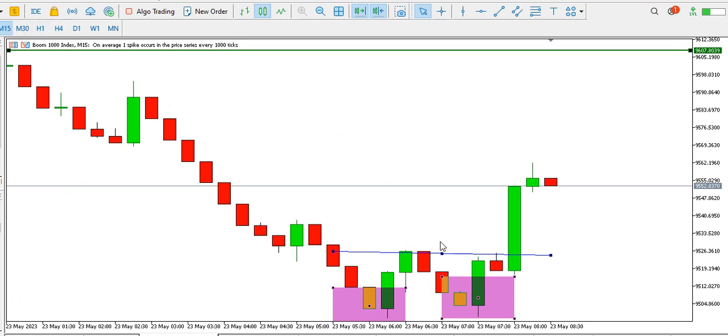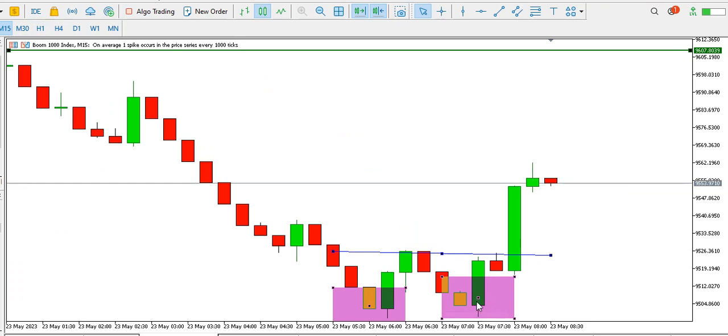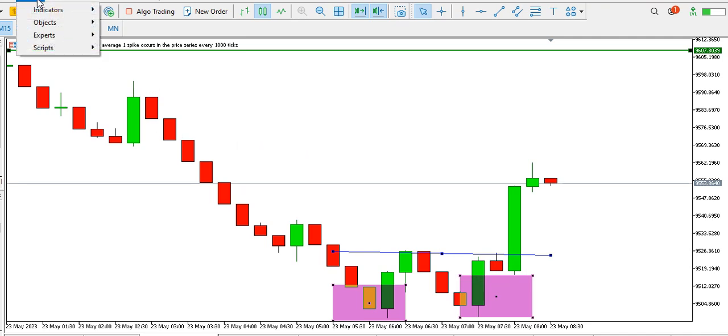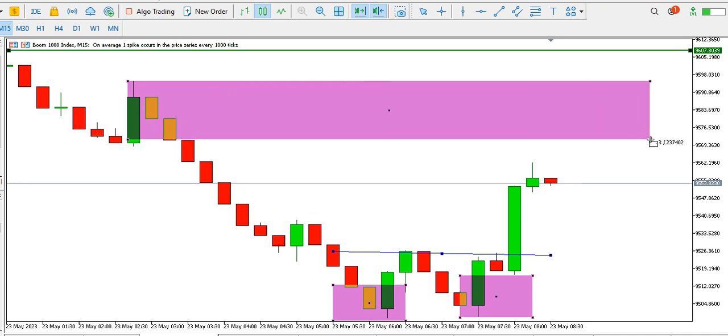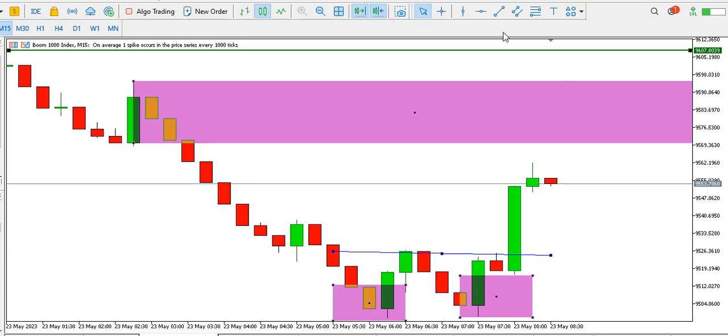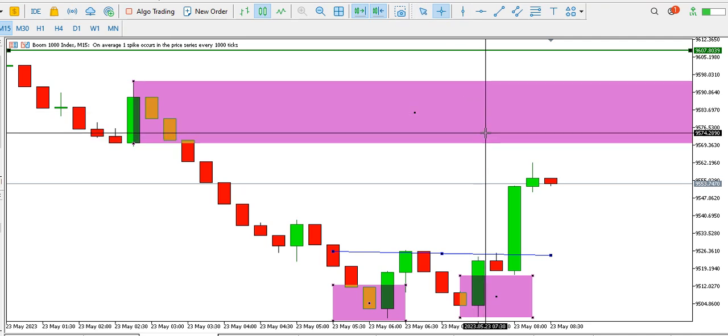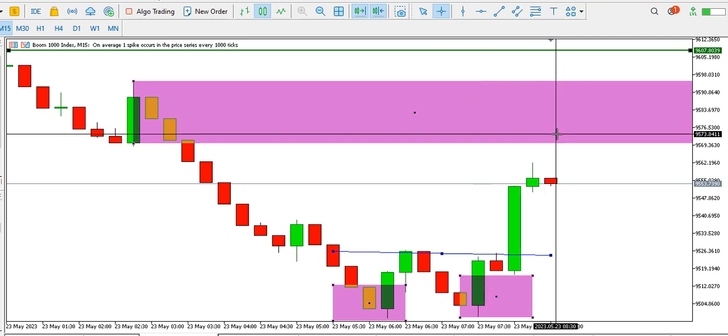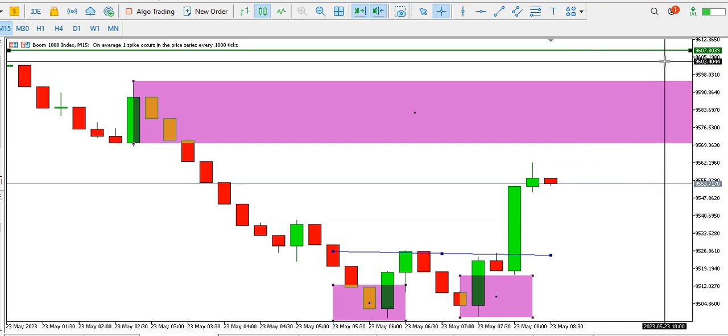On the 15 minutes time frame, the double bottom is much clearer. There's the left bottom, there's the right bottom. Okay, and this is the neckline. We have this order block on the 15 minutes time frame that could serve as support. Price might get to the 9575 area and then dip a bit before going up.